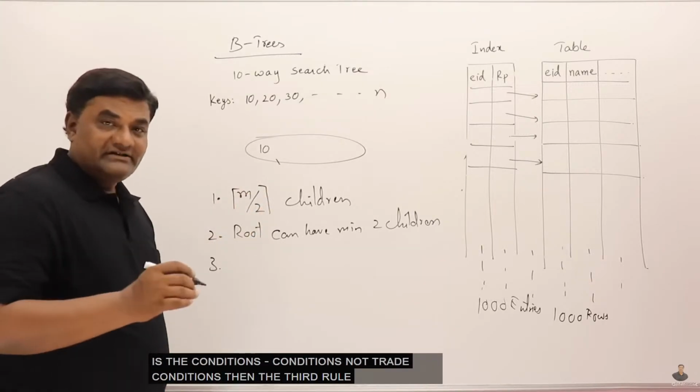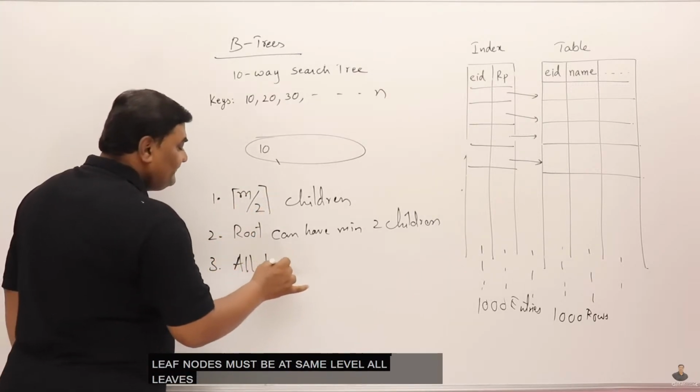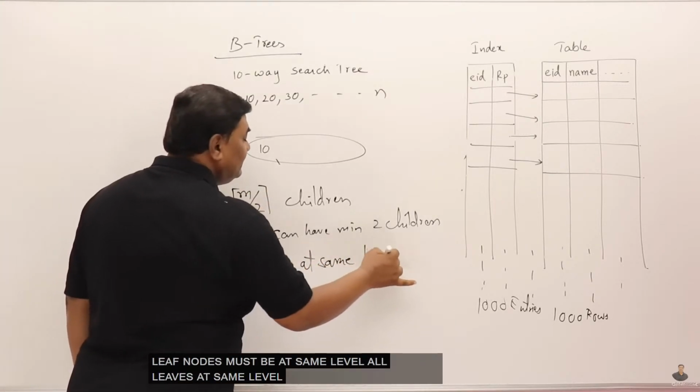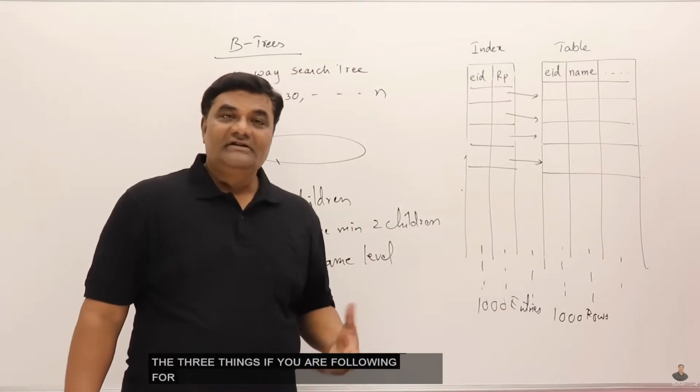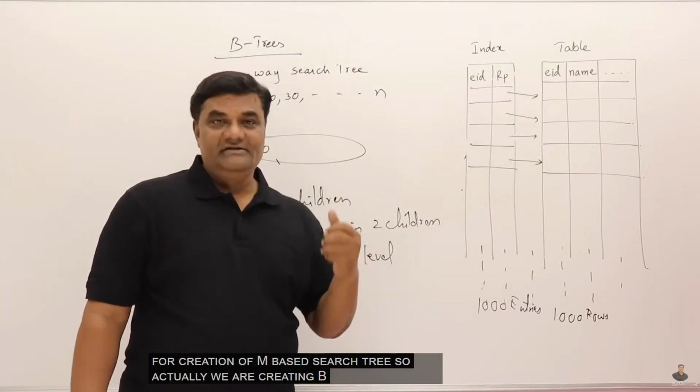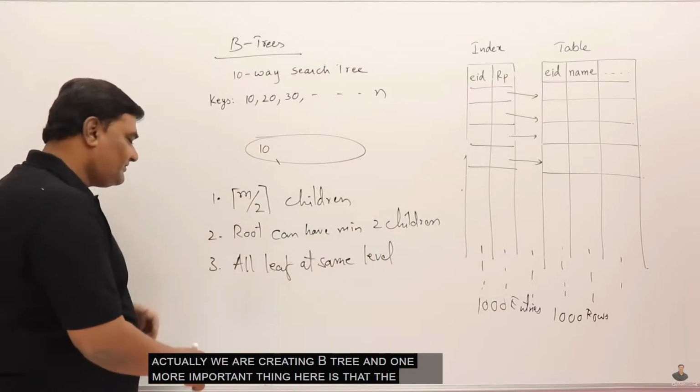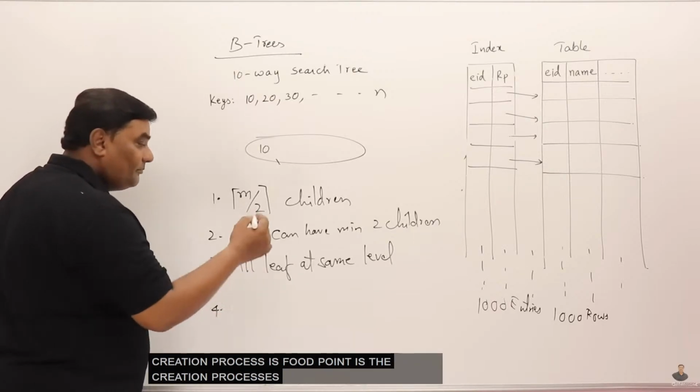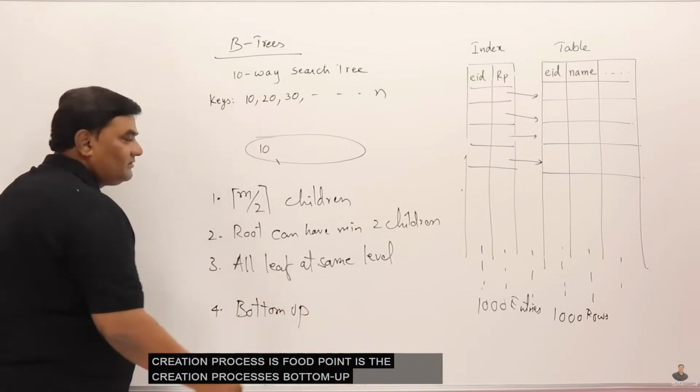Now the third rule: all leaf nodes must be at the same level. All leaves at the same level. That's it. These are the 3 things you follow for the creation of an m-way search tree. So actually we are creating a B tree. And one more important thing, the fourth point, is that the creation process is bottom up. Creation process is bottom up.